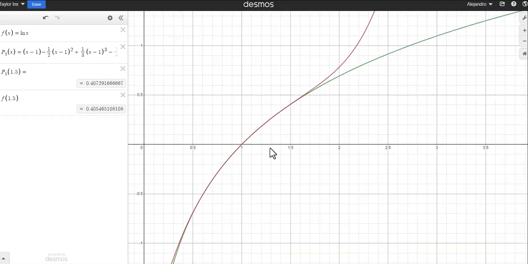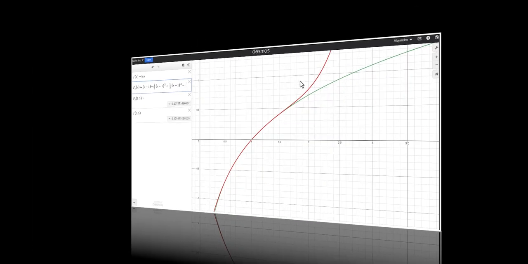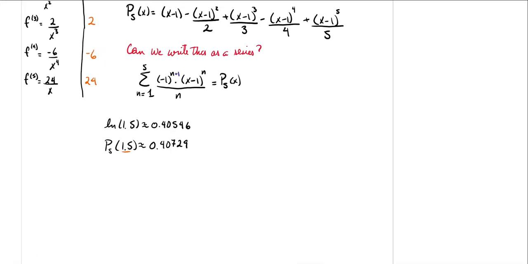Okay, well, what is the actual value though? The actual value for the function at 1.5 is 0.04054. Now for our polynomial approximation at 1.5, right over here, we get 0.40729, which is pretty close. It's a nice estimate. Okay, so let's go back to our notes. Here we have our values. Now let's take a look at another example.